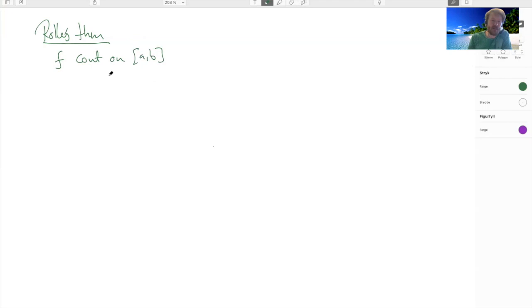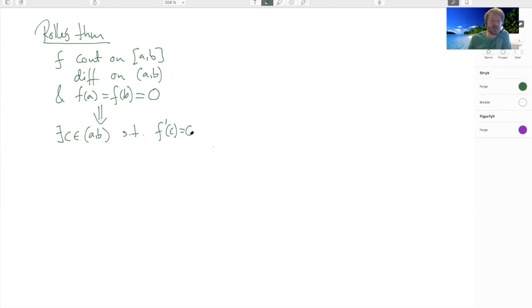So f is assumed to be continuous on [a,b] and differentiable on the open interval (a,b), and f(a) and f(b) are the same. This is what I need, but sometimes it's convenient to put 0 here, just to make the drawing easier. It doesn't change anything really. But if you have all of this, the point is that there exists a c in the open interval (a,b) such that f'(c) is equal to 0.